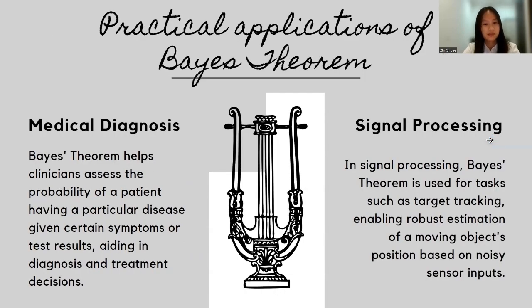Now let's explore some practical applications of Bayes' theorem. The first one is medical diagnosis. Bayes' theorem computes the likelihood of a disease given symptoms or test results, assisting doctors in determining illness probability based on past experience. Next, the practical application of Bayesian theorem is signal processing. Bayes' theorem estimates a moving object's position from noisy sensor input, updating belief with new data for robust predictions.